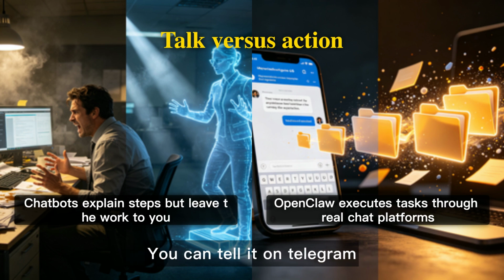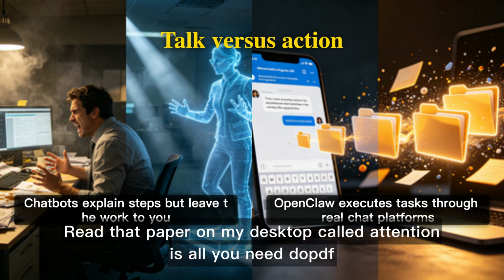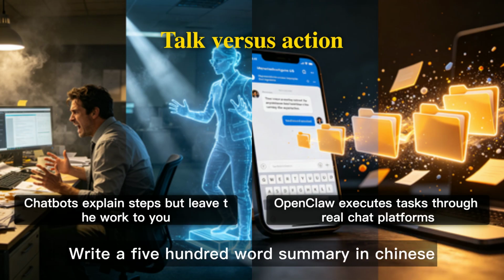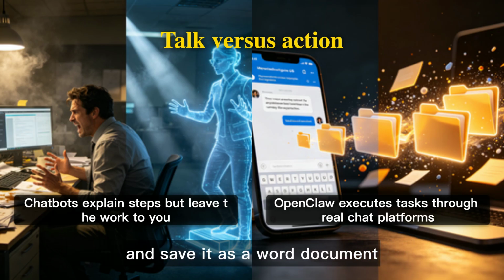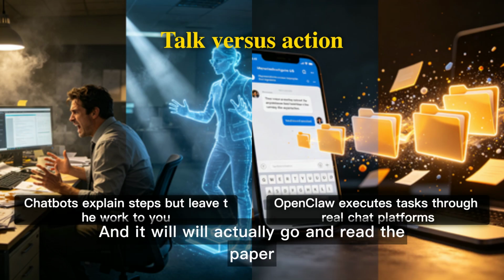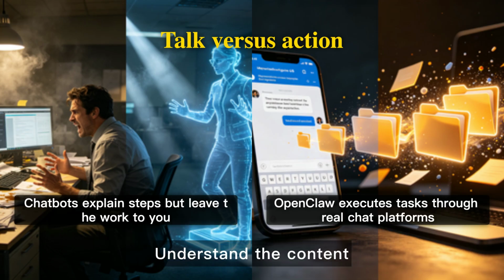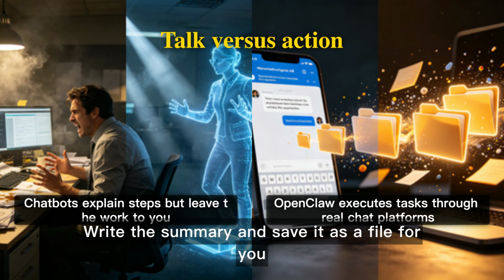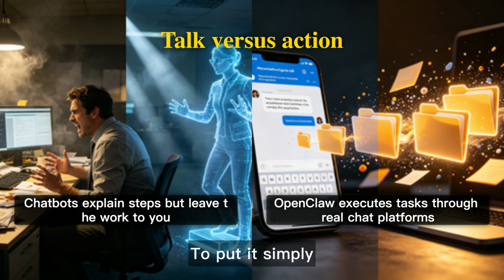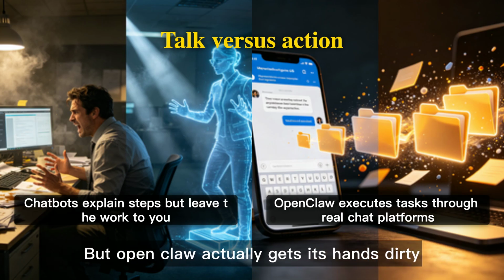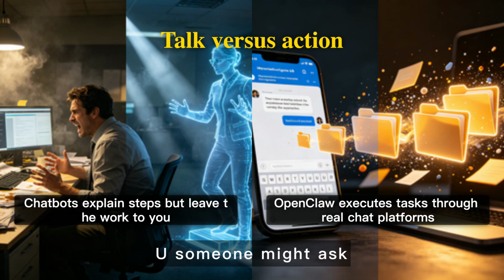You can tell it on Telegram, "Read that paper on my desktop called Attention is All You Need.pdf, write a 500-word summary in Chinese, and save it as a Word document." And it will actually go and read the paper, understand the content, write a summary, and save it as a file for you. To put it simply, other AIs are all talk, but OpenClaw actually gets its hands dirty.